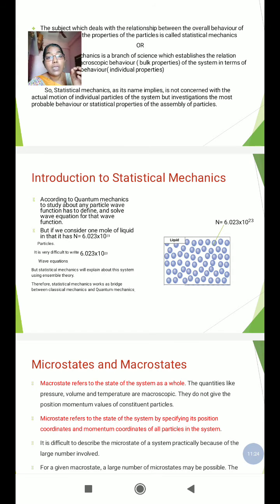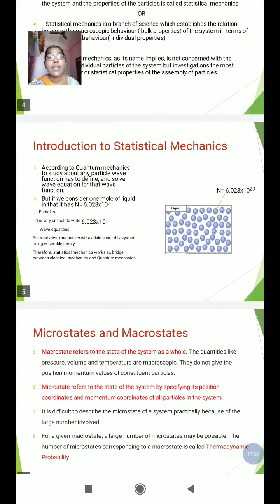That is why statistical mechanics explains the macroscopic nature in terms of microscopic properties. Hence statistical mechanics works as the bridge between classical mechanics and quantum mechanics. We know that classical mechanics explains completely macroscopic behavior, meaning the bodies which are observable and distinguishable. For those particles only, we apply the classical laws.